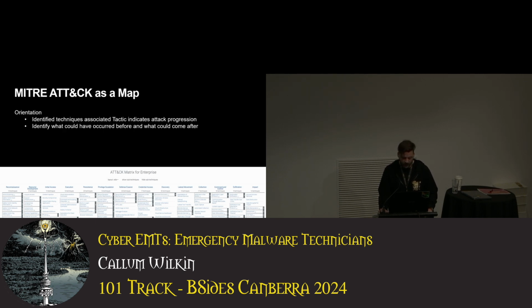So how do we use this as a map? Say, for example, we found an alert, looks like a persistence event. If we look to the left of that, we can see that initial access and execution came before it. So when we're looking through the logs, we should be looking for events that line up with that. From there, we can look forward and anticipate things like privilege escalation, lateral movement, exfiltration and impact, for example.